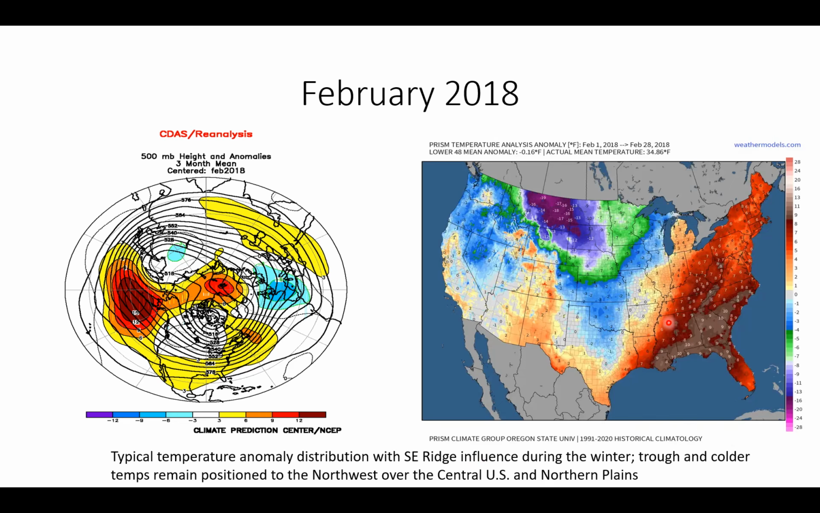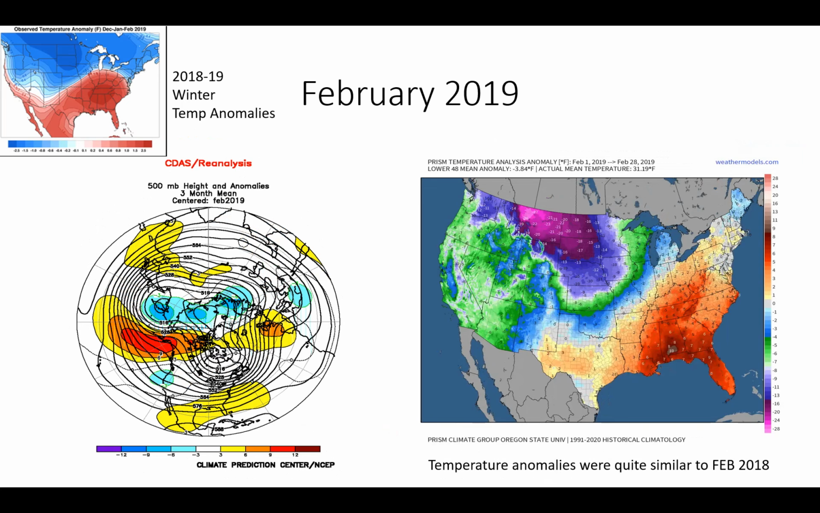Now, I want to make a main point about this slide. On the right-hand side, this is your typical temperature anomaly distribution with southeast ridges that influence the southeast and mid-Atlantic. Generally, the whole East Coast could sometimes be influenced like this during the winter. The trough and the coldest temperatures are going to remain well to the northwest across the northern plains. Sometimes they move as far southeast as the Midwest, but that'll pretty much be the extent of the troughing, because these ridges get so strong off the southeast coast that the trough and the storm track stays well to the northwest.